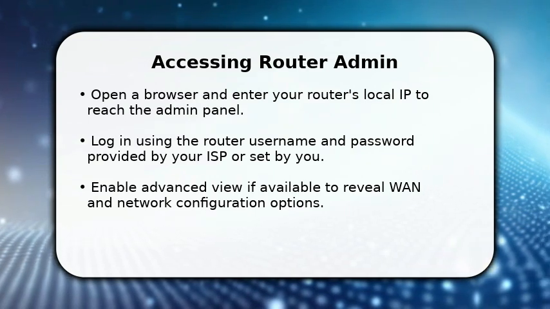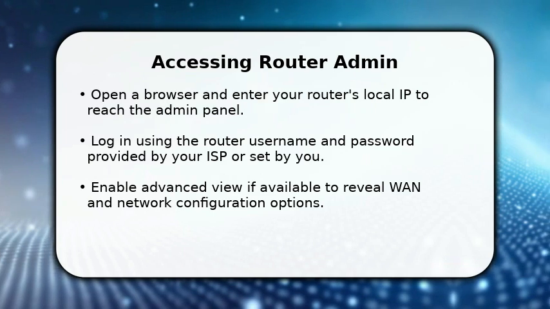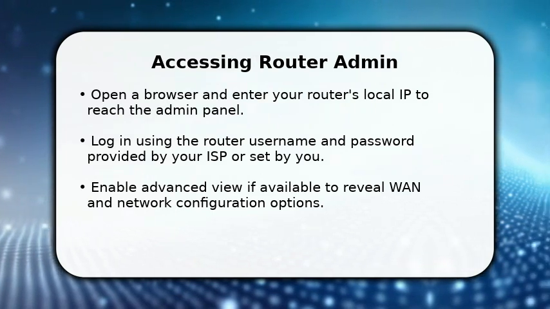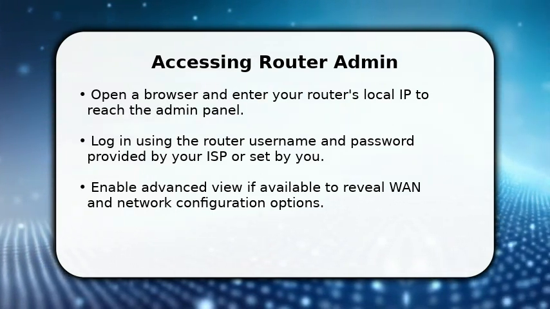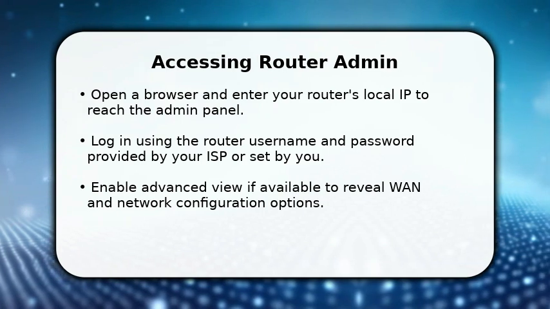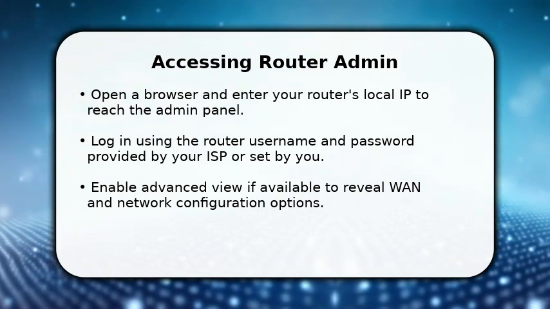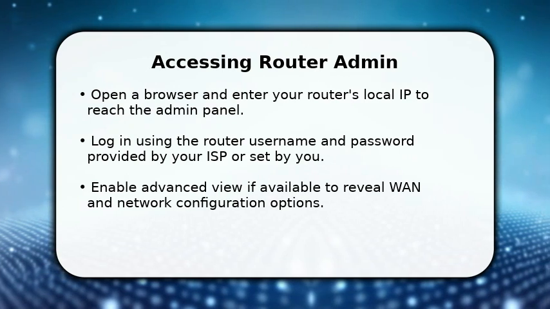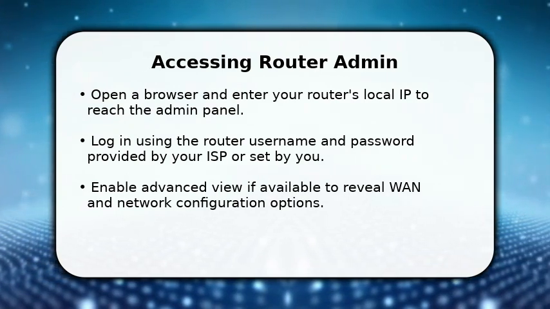Locate the WAN or Internet settings, note the current IP mode, and decide between static or dynamic addressing. Apply changes, save the configuration, and reboot your router if required. Test reachability using ping and online IP checkers to confirm your public IP is active.